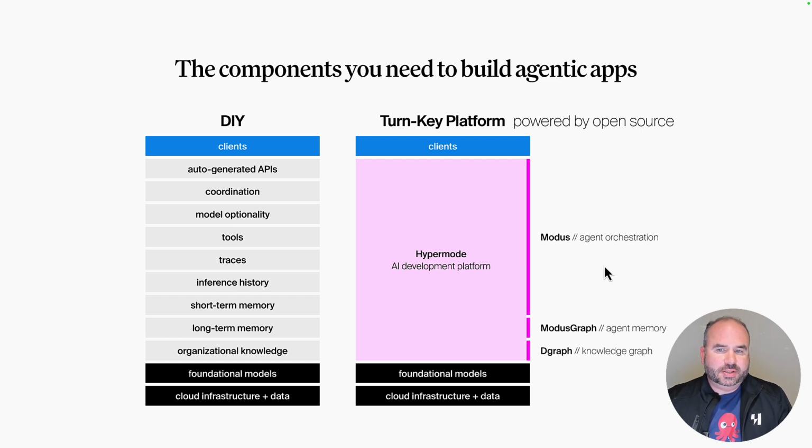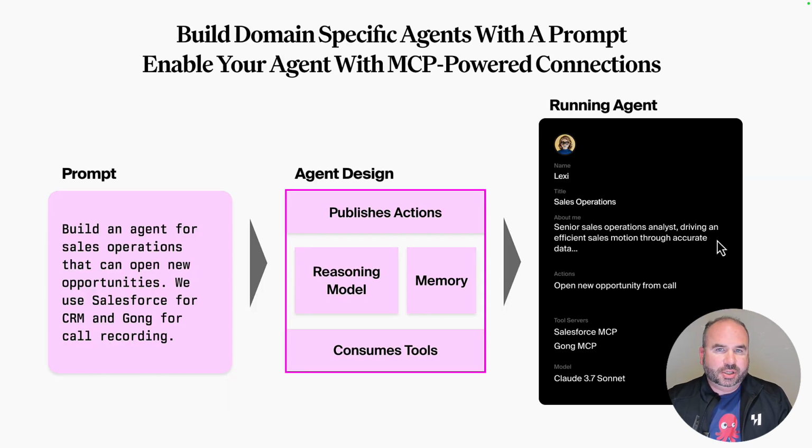So leveraging now these open source components, the Modus orchestration framework and Dgraph for building knowledge graphs, let's take a look at building domain-specific agents starting with a prompt. This is the core for Hypermode agents, where we think it's really important to be able to get up and running with a domain-specific agent by writing a prompt and exposing tools via MCP server. So for my final demo, we'll take a quick look at Hypermode agents.